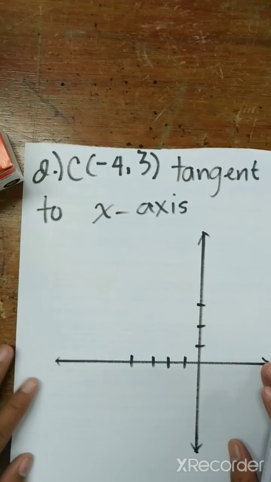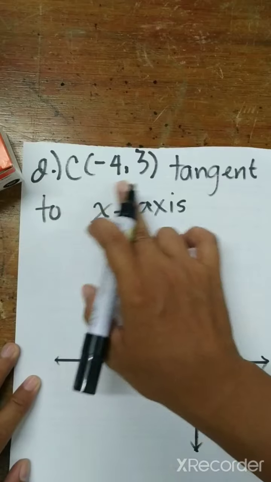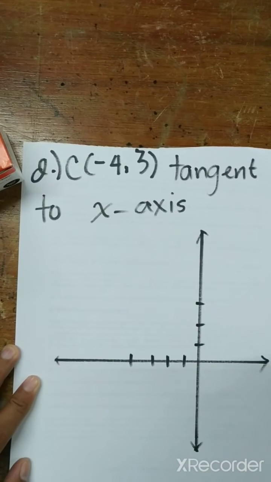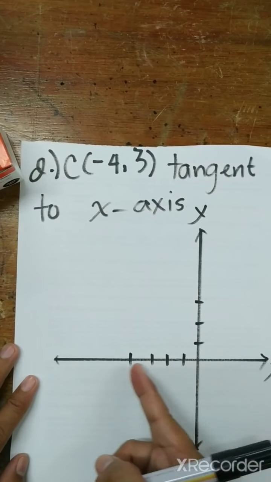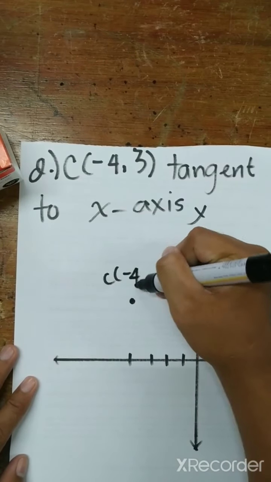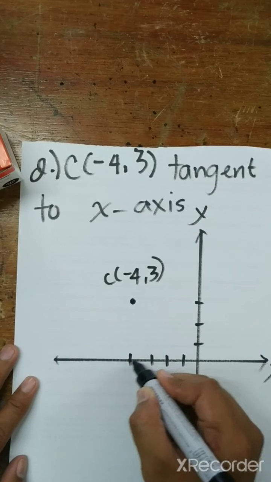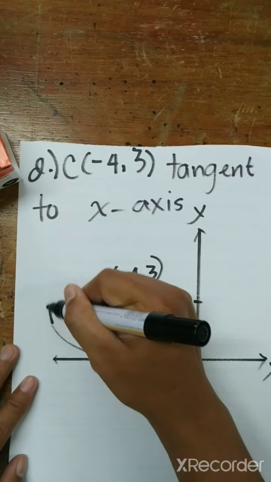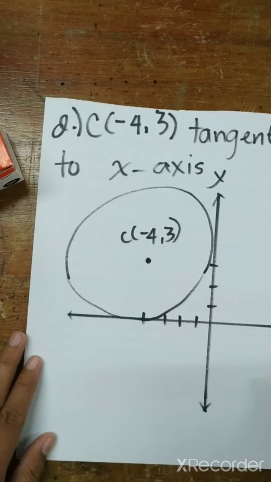For our fourth problem, we still have the same center as the earlier problem C, (-4, 3). But this time, it is tangent to the x-axis. Okay? So first, we're going to locate its center, which is around here in quadrant 2. Next, tangent to the x-axis. So tangent, it hits exactly 1 point. So my bad for the circle. I just assume it is a perfect circle, though it's not. Alright.